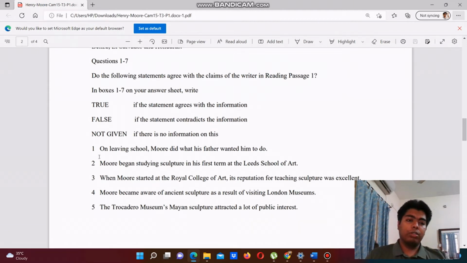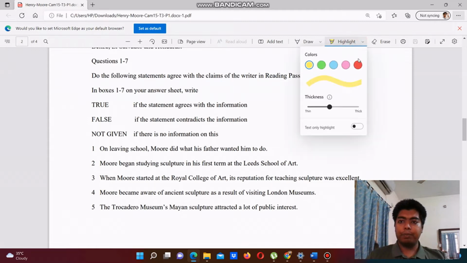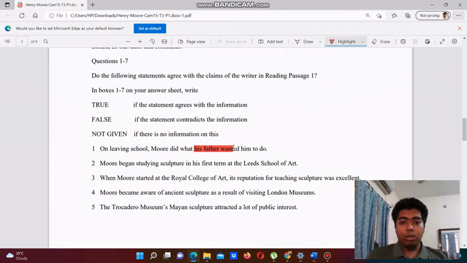we are going to see our first question. On leaving school, Moore did what his father wanted him to do. So in here, I'll identify the important phrase which will be very helpful to solve this question. Moore did what his father wanted him to do. So Moore did what his father wanted him to do.